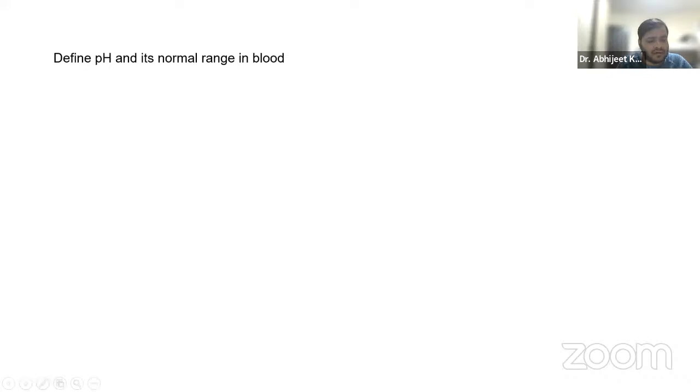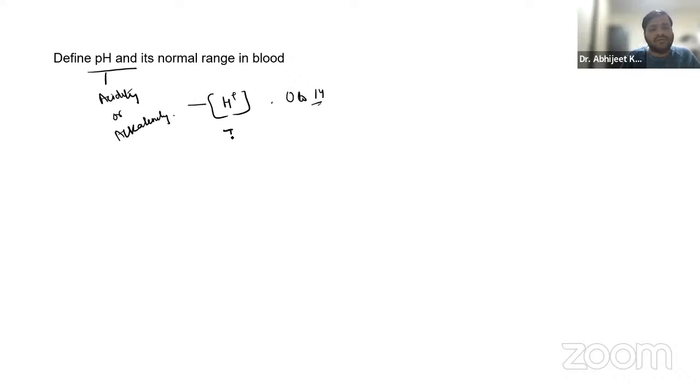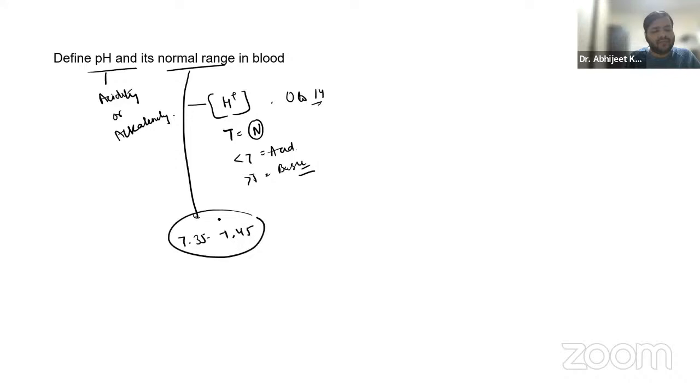Coming on to the next part, the normal pH of the blood. You already know pH is a measure of acidity or alkalinity of a solution, where we are indicating the concentration of hydrogen ions, right? It basically ranges from 0 to 14. So 7, you already know, is neutral, less than 7 is acidic, more than 7 is basic, right? The normal pH in the blood is 7.35 to 7.45, right?